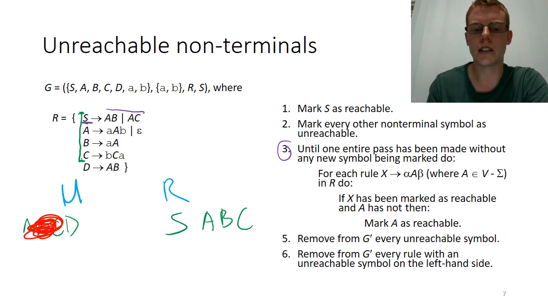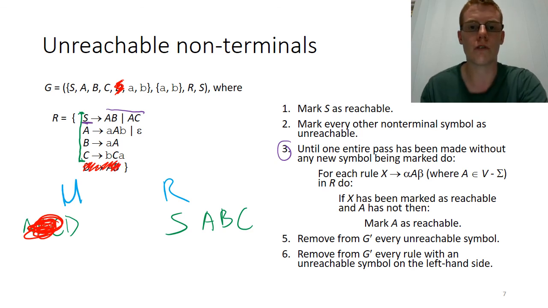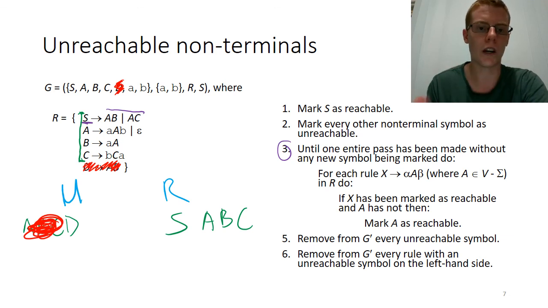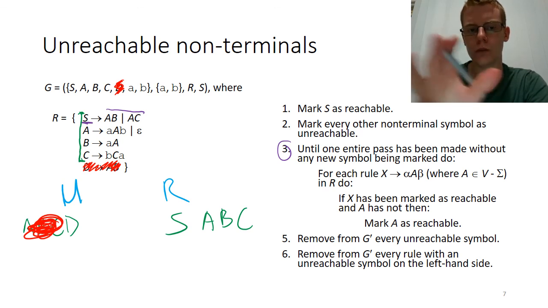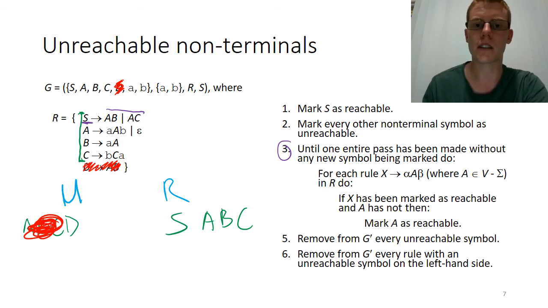So the symbol that is left as unreachable is D, and so now we remove D from the set V, and we remove every rule that has that on its left hand side from R. So we remove this and we're left with that grammar. So you can see that if you followed either of these 2 algorithms one after the other, you would end up with what we got before from our informal simplification of the grammar that we did at the start.